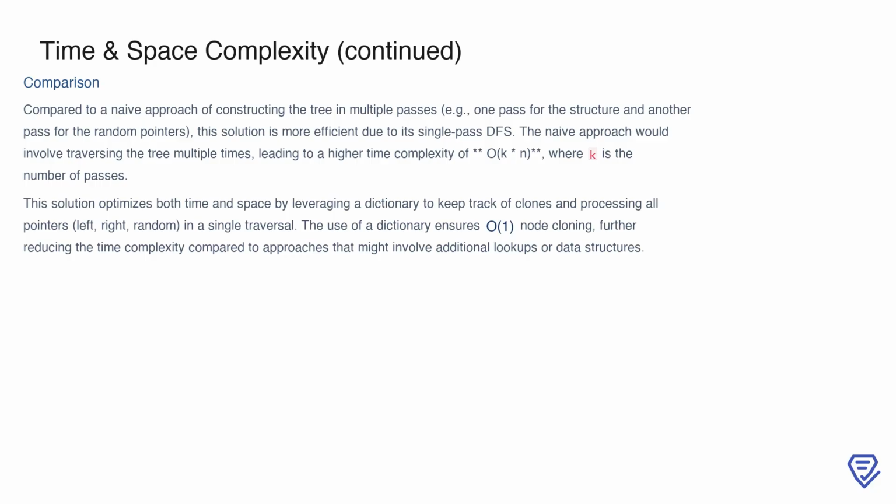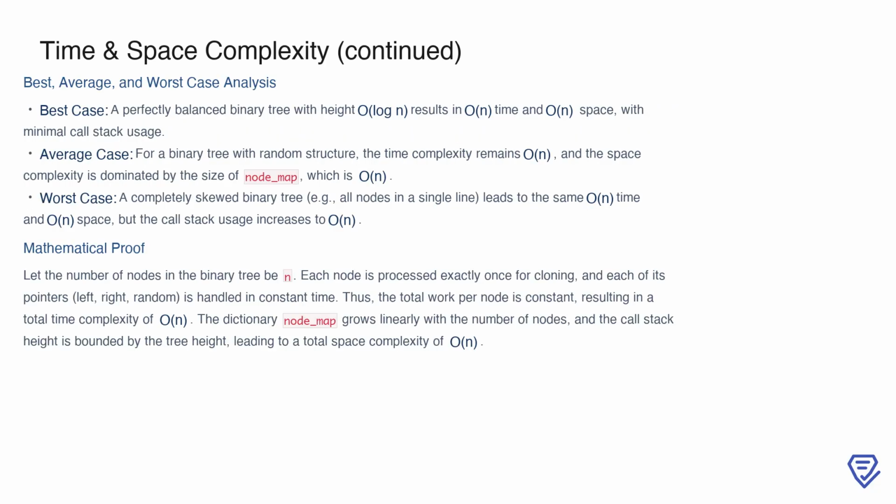This optimization allows us to achieve O(n) time and O(n) space in a single pass, making the solution both time and space efficient. Finally, let's analyze the best, average, and worst cases. In the best case, where the binary tree is perfectly balanced, the height of the tree is O(log n). This results in O(n) time and O(n) space, with minimal call stack usage. For the average case, where the tree has a random structure, the time complexity remains O(n), and the space complexity is primarily determined by the size of the node_map, which is O(n).